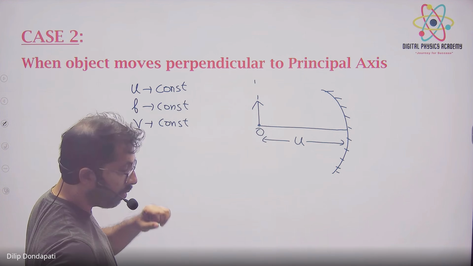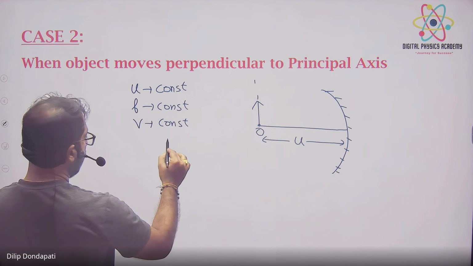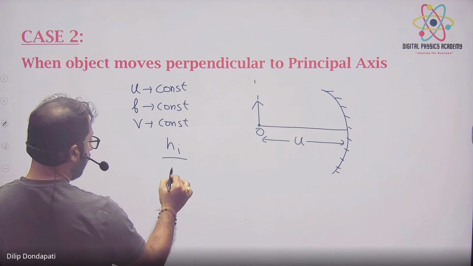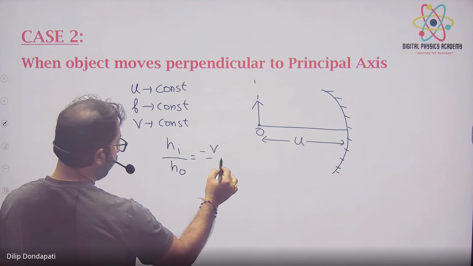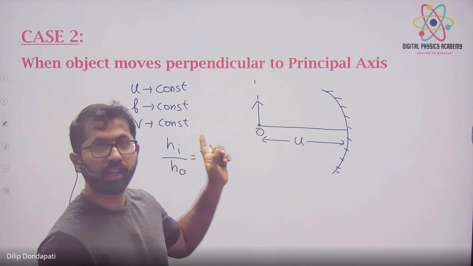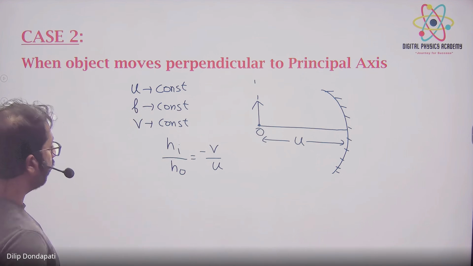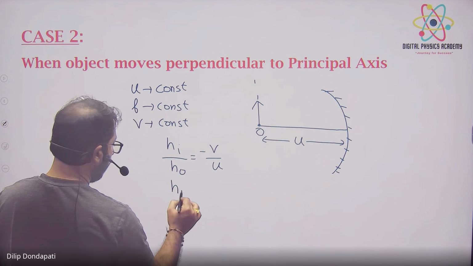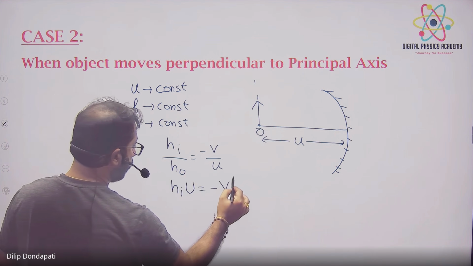Okay, here how will we go? We will use the height of the image. Height of the image by height of the object is equal to minus V by U. Okay, this will be completely 0 when differentiated. Now cross multiply: hi into U is equal to minus V into H0.